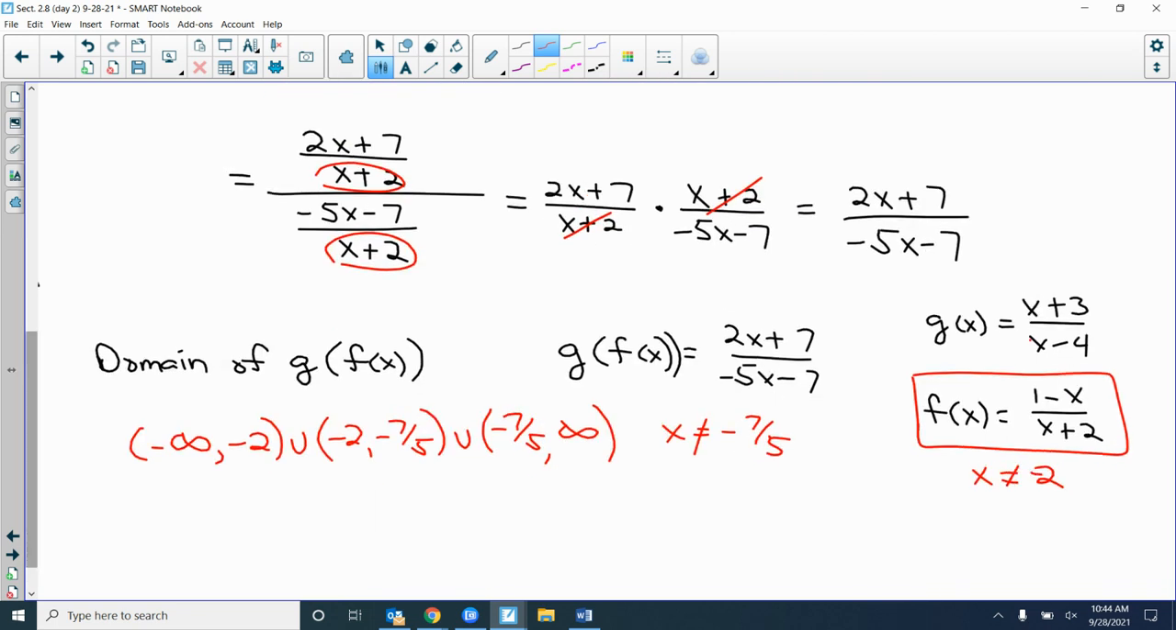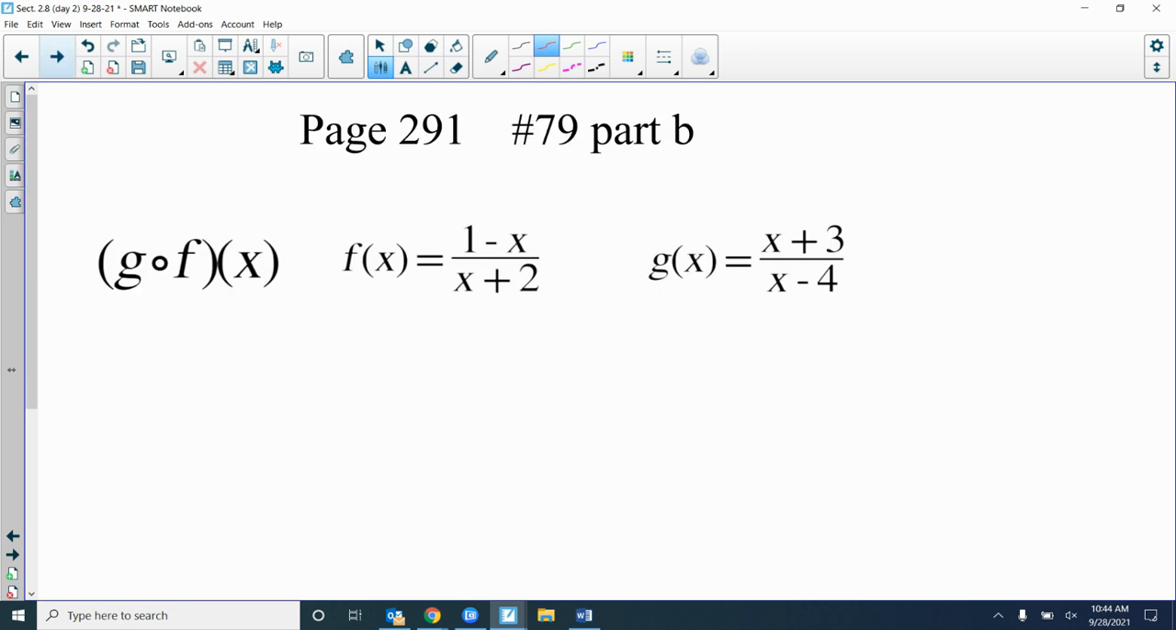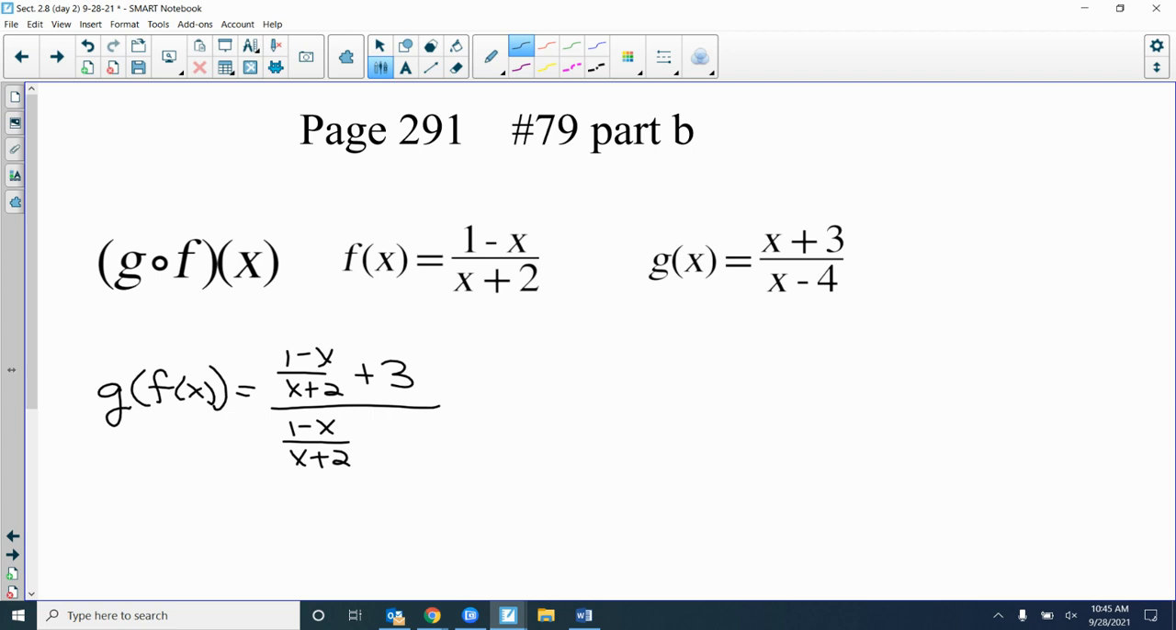All right, I said I was going to do this one a second way. This one is probably quicker. I don't know if it's easier. It depends on how you look at it. Same problem. Pay attention, write it down, if that's up to you. But let's take a look at g of f of x. So g of f of x, which is 1 minus x over x plus 2, plus 3, over 1 minus x over x plus 2, minus 4.